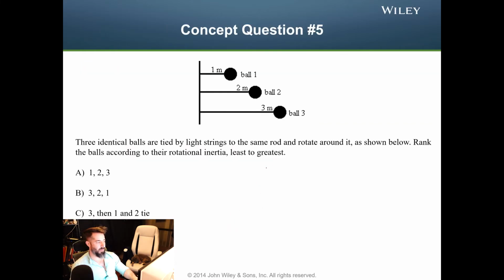Okay. 3 identical balls are tied by light strings to the same rod and rotate around it. So this is confusing because they have this 1m here. So you're like, what is this? Is this mass? Is it mass of the ball, or is this 1 meter away? Considering it says they are 3 identical balls, I'm going to assume that means they have 3 identical masses. So this must be 1 meter away, 2, 3 meters away. Rank the balls according to the rotational inertia least to greatest.